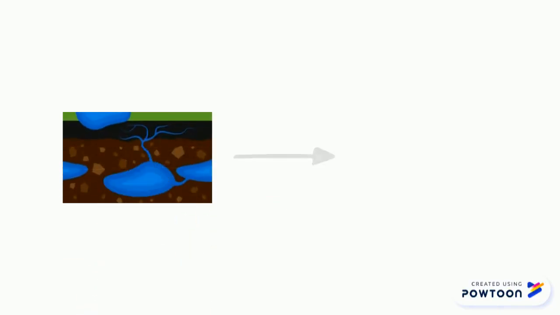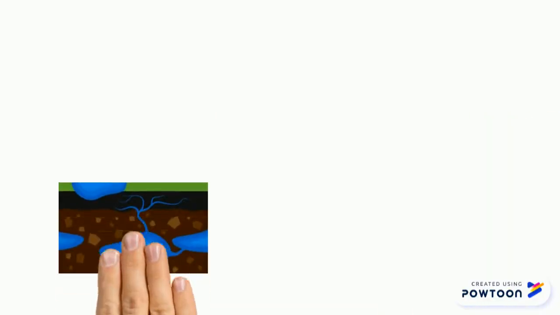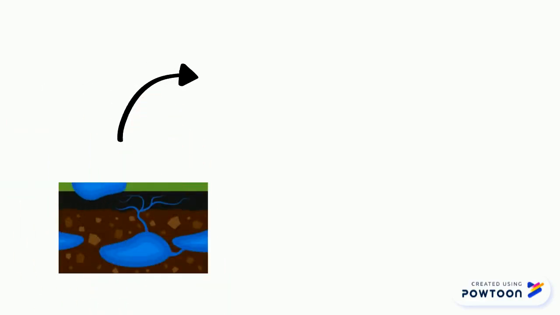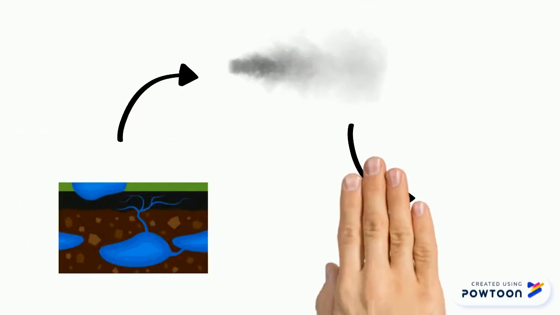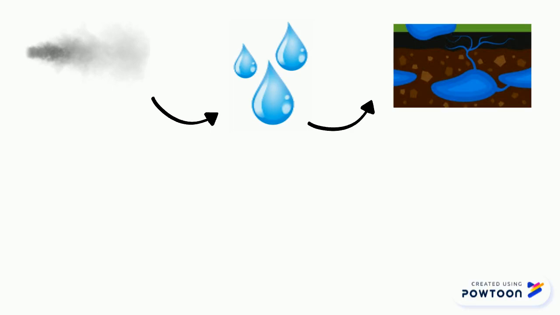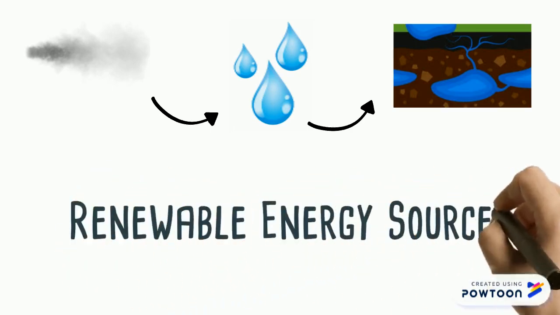Geothermal energy is heat that is derived from beneath the Earth's surface that is then turned into energy. Water is brought to the surface from the ground and is then turned into steam. This steam is then turned into energy. After the steam is used, it gets turned back into water and gets returned to the ground. This is what makes geothermal energy a renewable energy source.